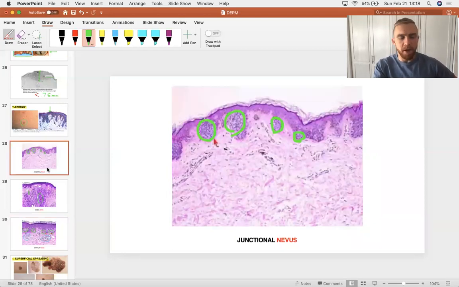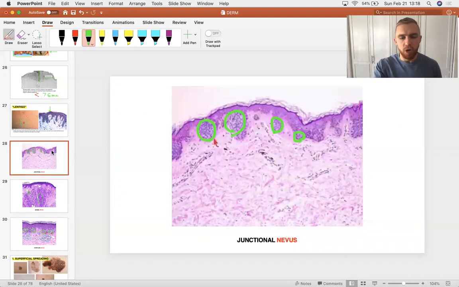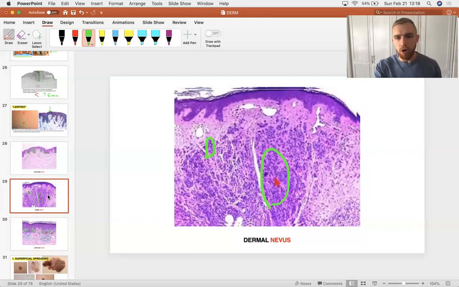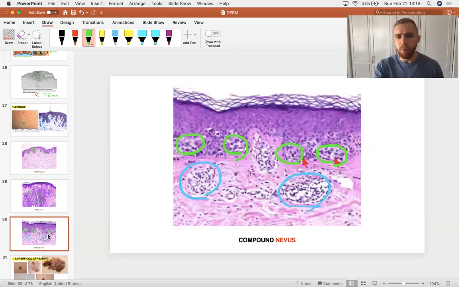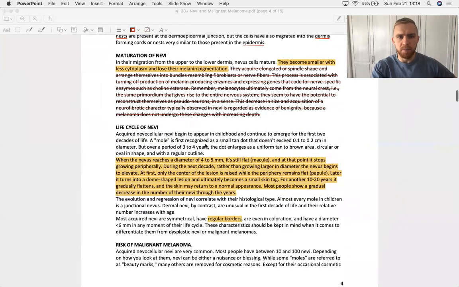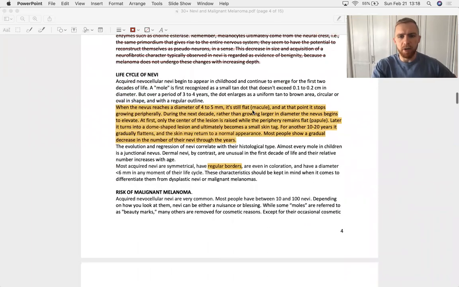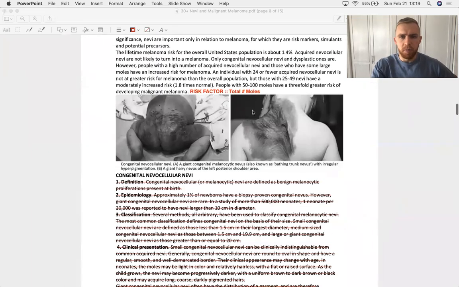So in recap, lentigo, it's purely epidermis, you don't see nests. Junctional nevus, you see nests at the dermoepidermal junction. Dermal nevus, you see nests in the dermis, but not at that dermoepidermal junction. Compound nevus, you see nests both deep within the dermis and at the dermoepidermal junction. So again, that is the benign proliferation of melanocytes. And those benign proliferations sometimes, very rarely, can become cancerous.